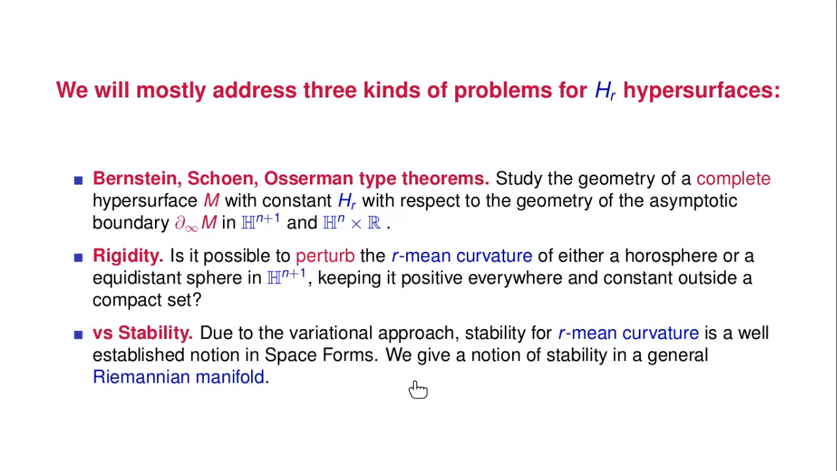And the third one, if I really have time, I would like to spend a couple of words about stability. As I told you before, in general, stability, while it is a well-defined, well-established notion in space forms, is not at all common or established in any Riemannian manifold for R-th mean curvature hypersurfaces.